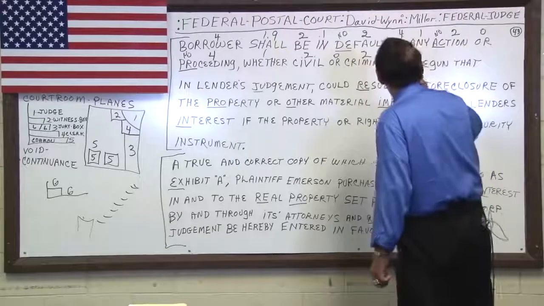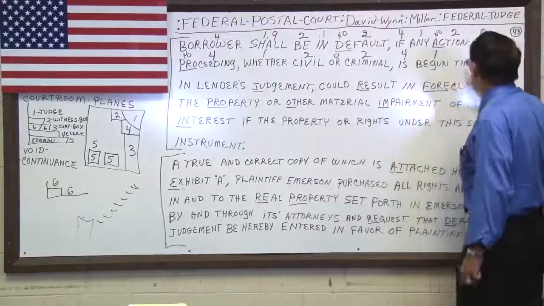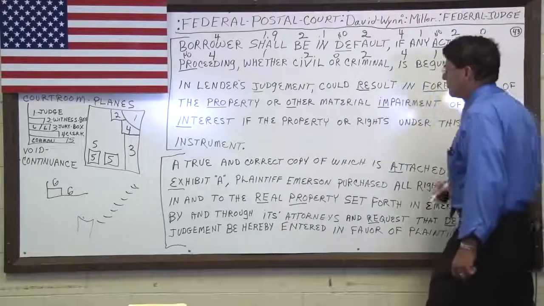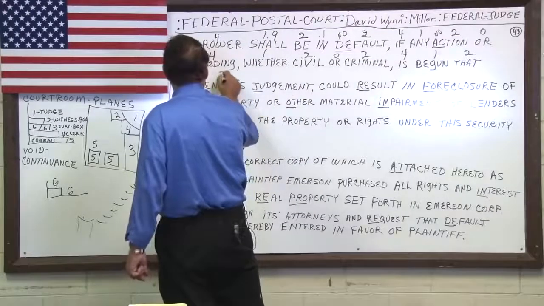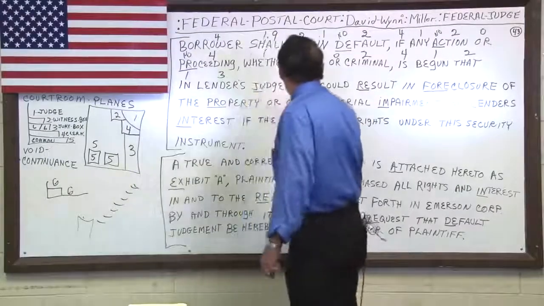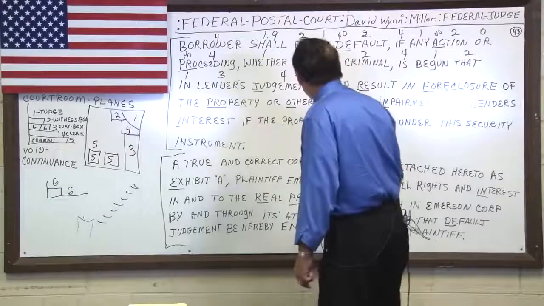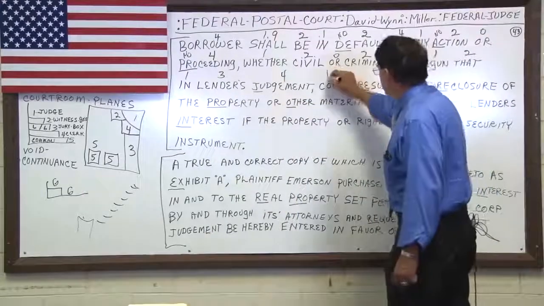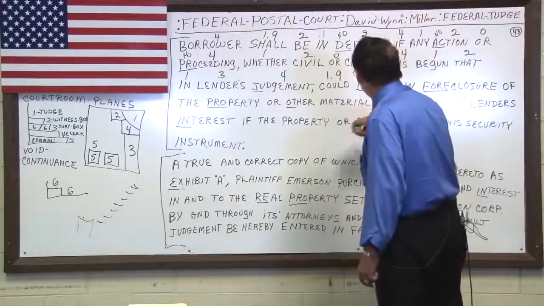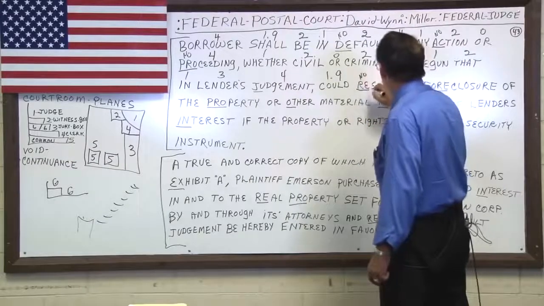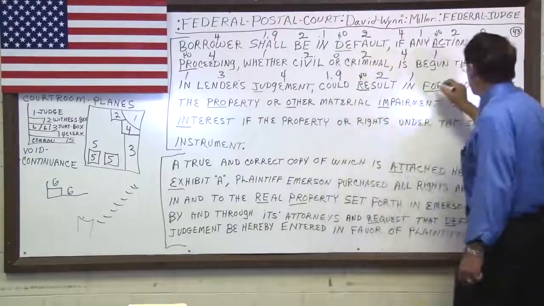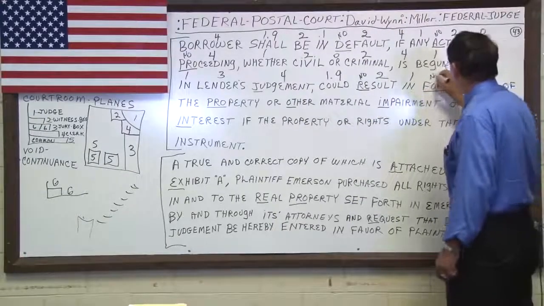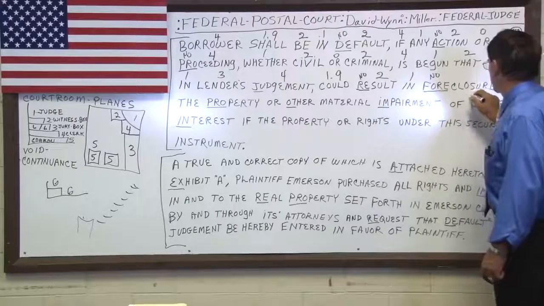This becomes a pronoun. Is begun becomes an adverb. That becomes a verb. In is an adverb making lenders possessive of judgment to now become a pronoun. Could is a future tense adverb. Results means no contract, used as a verb. In is an adverb making the word foreclosure. For means the word no, of closure.